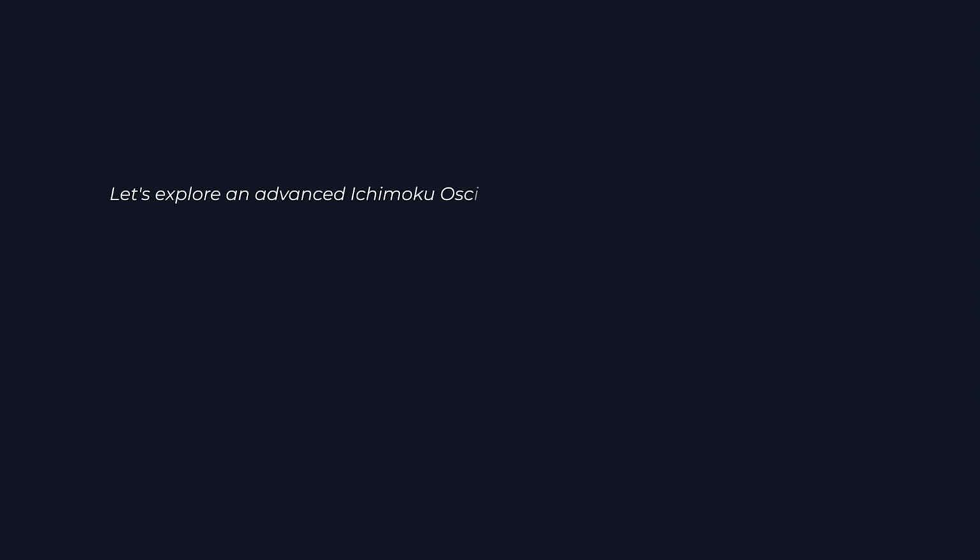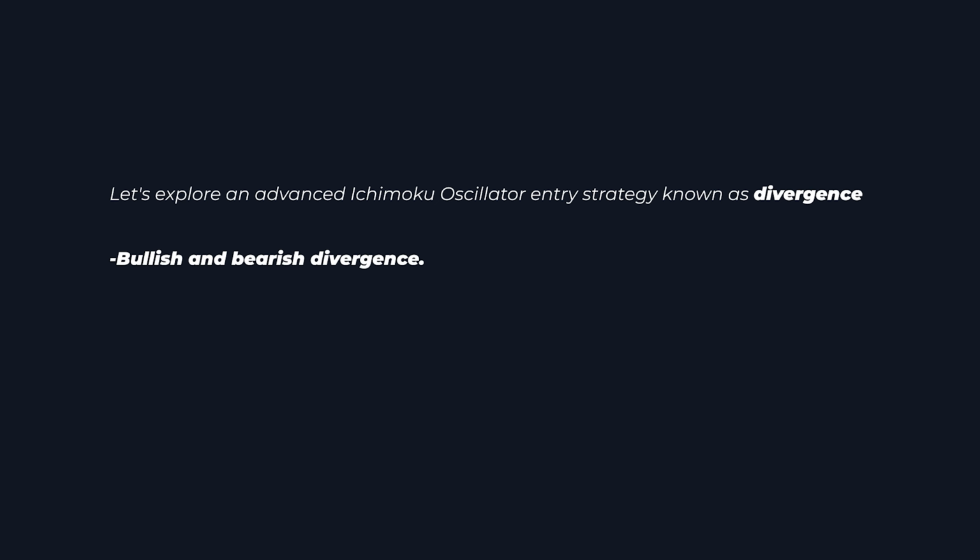Next, let's explore an advanced Ichimoku Oscillator entry strategy known as divergence. Divergence consists of two types, bullish and bearish divergence.